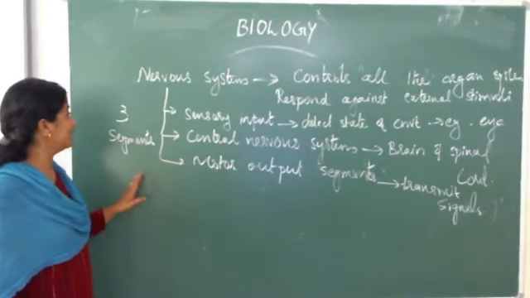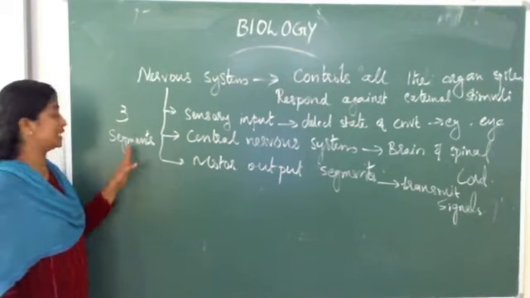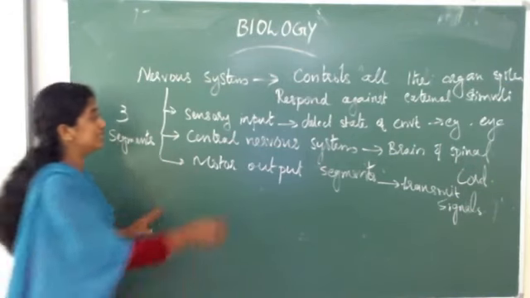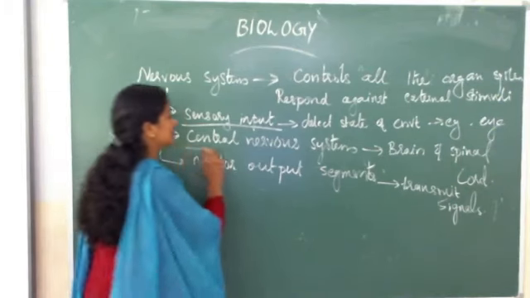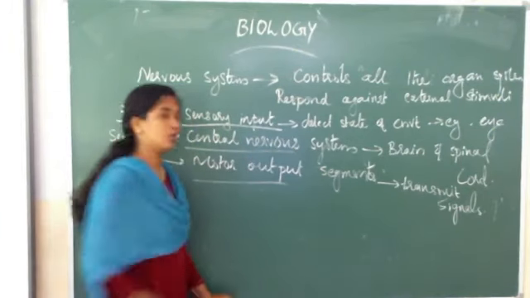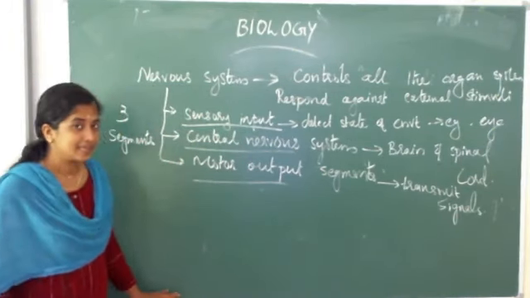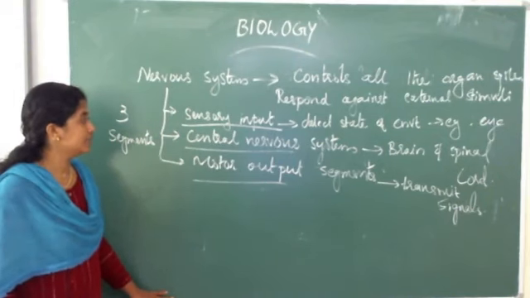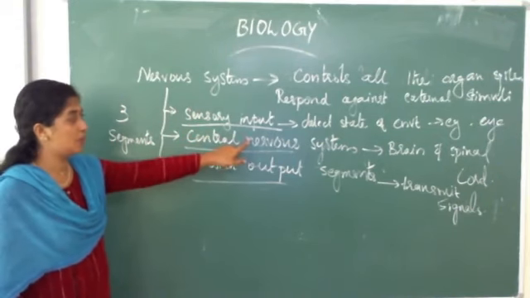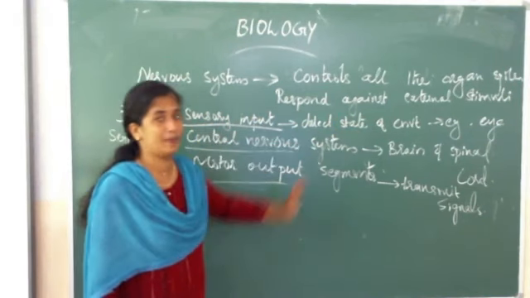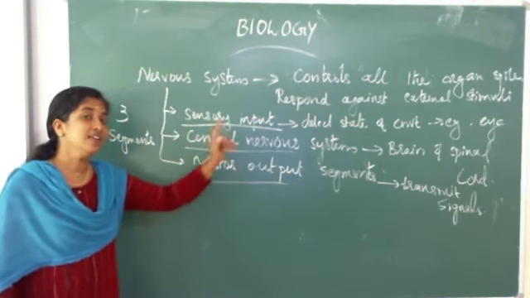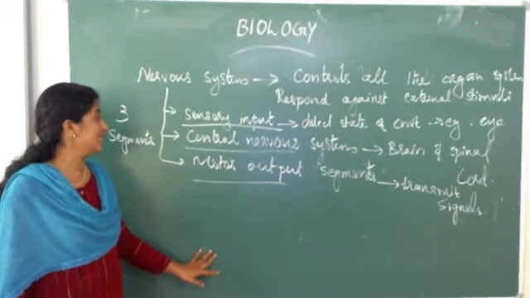Okay, mainly the nervous system is composed of three segments. First one is sensory input, then central nervous system, and motor output, like a computer system. It consists of sensory input. It will detect the state of environment.